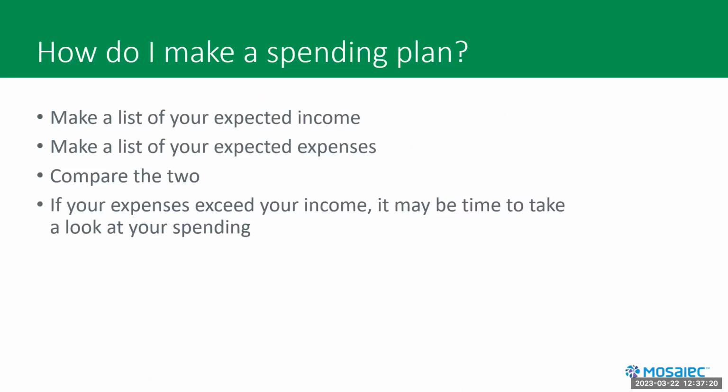So the first step is making a spending plan. That's where you make a list of all your income, expected income or income sources, and then make a list of all of your expenses. And then you compare the two. If your expenses exceed your income, it may be time to take a look at your spending. In general, if your expenses exceed your income, there are two ways to fix that. Find ways to increase your income or to reduce your expenses, or you can always do both.